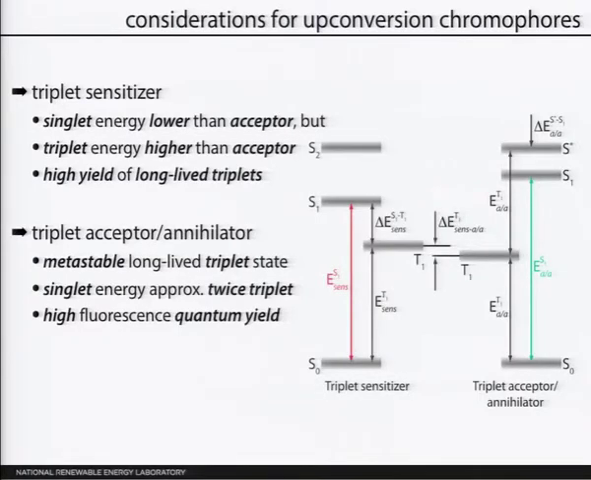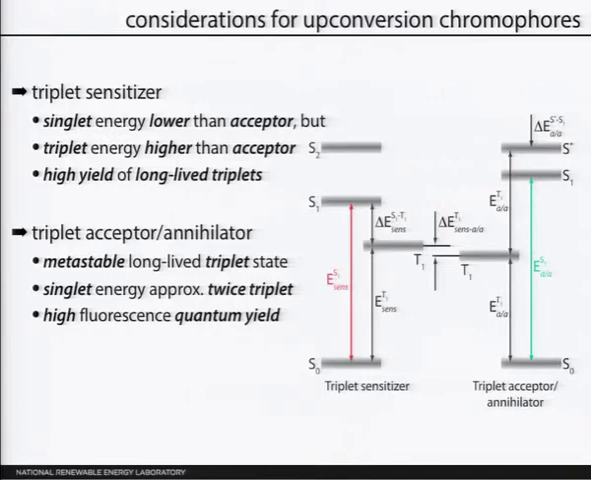In terms of actually applying this and getting optimum performance, there are a number of different considerations we have to think about in terms of the chromophores themselves. In terms of the sensitizer, we'd like the singlet energy to be lower, but the triplet energy higher, than the corresponding levels in the acceptor. We'd also like rapid intersystem crossing between the singlet of the sensitizer and the triplet state so that we get a high yield of long-lived triplet states.